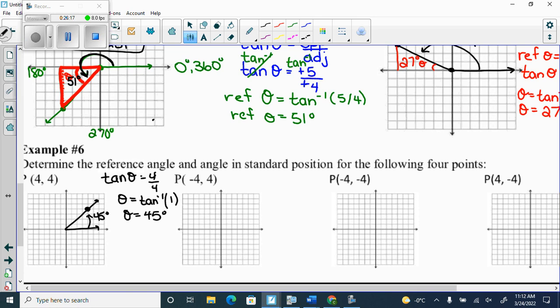Okay. So we go negative 4. 1, 2, 3, 4. And we have 45 degrees here. So how do I get this angle? 180 minus 45, which is 135. This one is negative 4, negative 4.